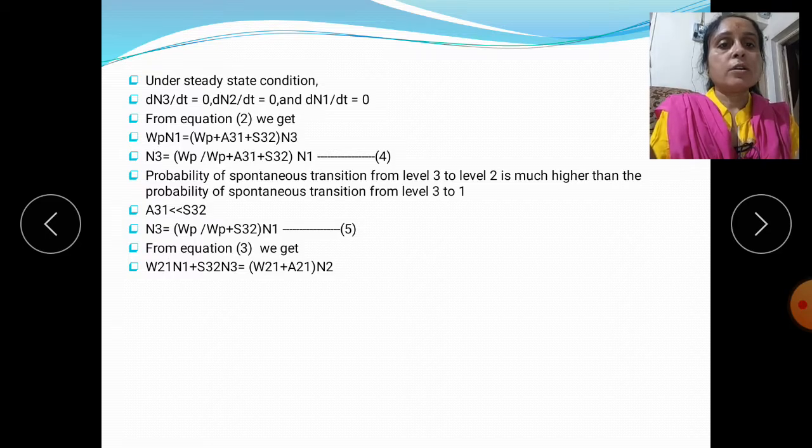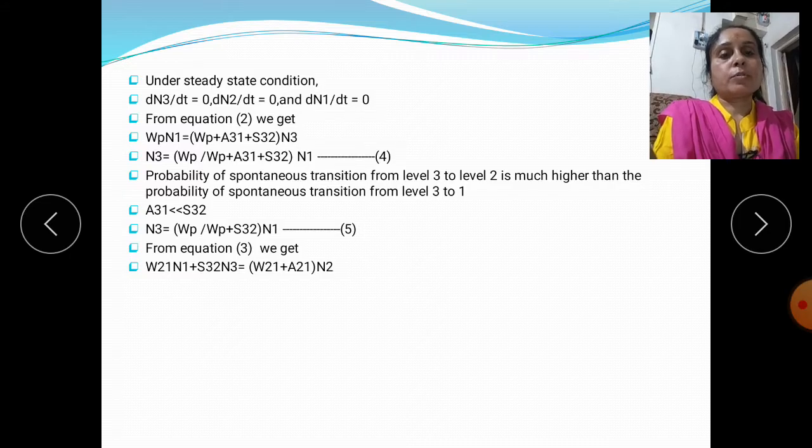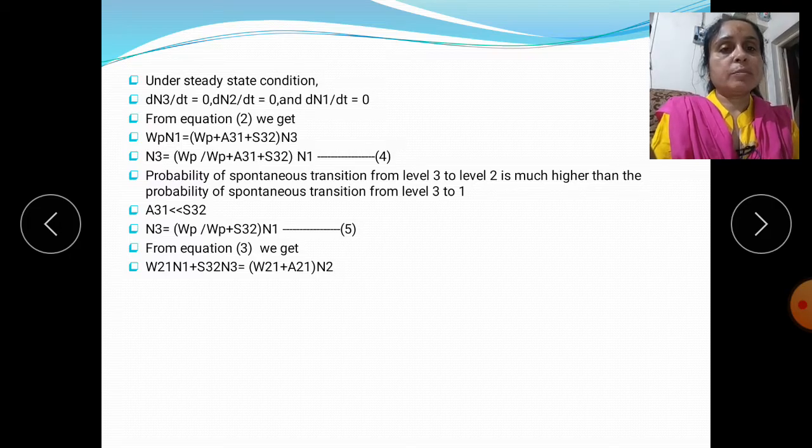According to equation third, we can write that omega 21 N1 plus S32 N3 is equal to omega 21 plus A21 times N2. In this step we get the energy of excited states reaching the ground state level, as population inversion takes place from the higher excited state to the lower state through stimulated and spontaneous emission phenomena, and the steady state condition of population inversion will be reached.